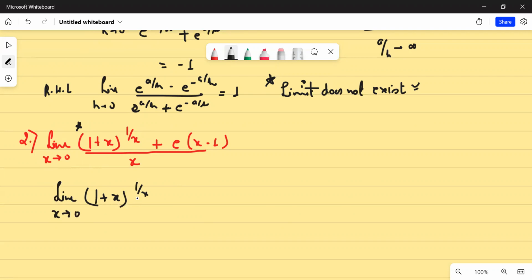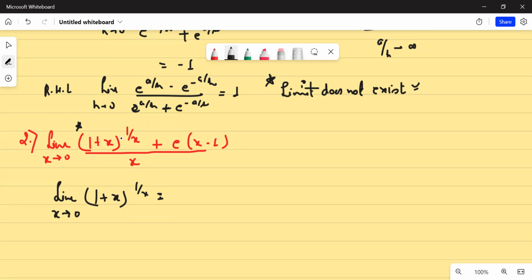If I want to find limit x tends to 0, (1 plus x) raised to power 1 by x, what I can do, see, as x tends to 0, this will tend towards 1. This 1 by x will tend towards infinity, isn't it? Yes, sir. Okay. Another thing that you can see is that you're also given this e raised to x minus 1, right? So you're also given e raised to x minus 1.